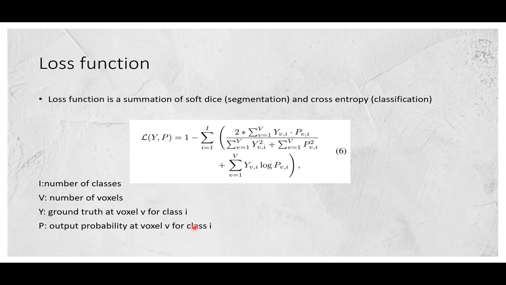In the loss function, to train the network, we are going to use a loss function that is a summation of soft dice and cross entropy, where soft dice is a usual loss function for segmentation, and cross entropy is used for classification. And you can see the hyperparameters. For example, we have V number of voxels and Y ground truths at voxel V for class I, and P is the output probability at voxel V for class I. And here's the equation.